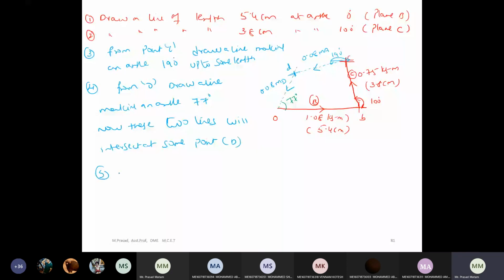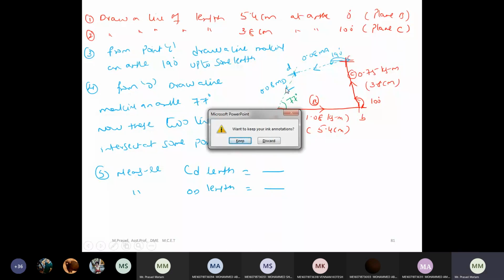Next step, what can you do? Measure CD length. Similarly, measure OD length. Let us see what these two values are. Okay, this we can do with the help of AutoCAD. I will draw it, I will show you.